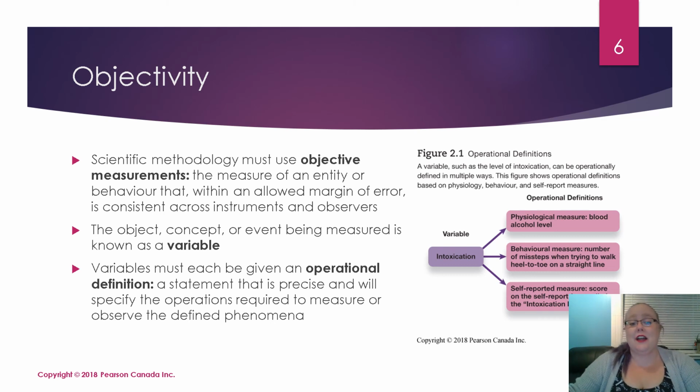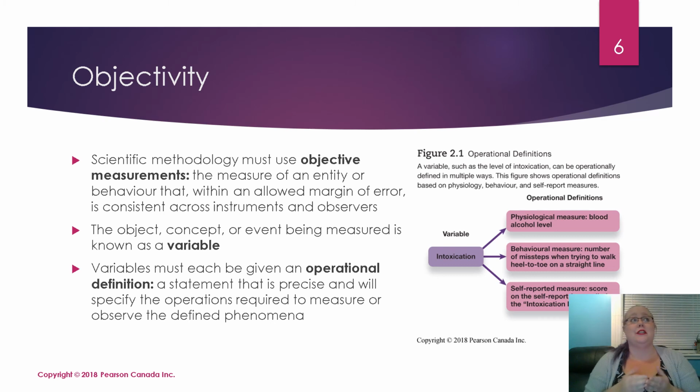So the object, concept, or event that we are measuring is known as a variable. Variables must each be given an operational definition, and this is a word that's going to come up time and time again. Essentially what it means is that you're defining that variable in a way that is precise enough to specify how you are going to measure it within the context of your research. It's important to note that the same variable can have different operational definitions depending on who's conducting the research.